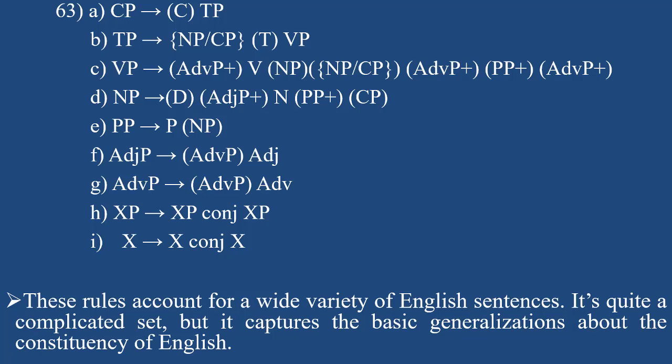So we have CP, which consists of an optional C and a TP. TP consists of one of the two, either NP or CP, and T and VP. So you can go through all these. This is something that we have been explaining. And for the conjunctions, we have XPs conjoined with another XP to form a larger XP. X is conjoined with an X to form a larger X. So these rules account for a wide variety of English sentences. It is quite a complicated set, but it captures the basic generalizations about the constituency of English.